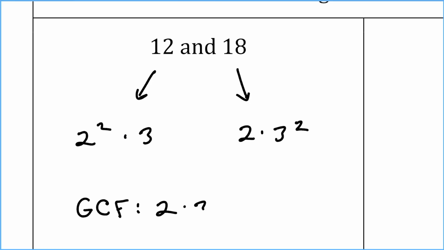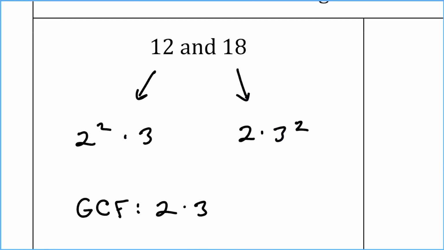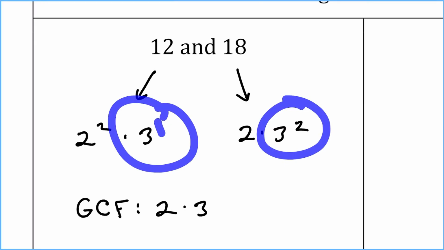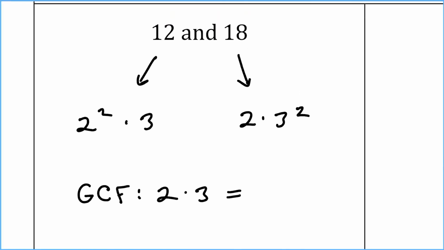Well, what about the exponents? You can only use the smallest exponent that appears in either of these prime factorizations. So here, the first 2 has an exponent of 2, but the second 2 technically only has an exponent of 1. So we can only use one of the 2s. The same thing with the 3. Even though this 3 is squared, with an exponent of 2, this 3 only has an exponent of 1. So we can't use more than 1. So the GCF here is just 2 times 3, which is 6. 6 is the greatest common factor of 12 and 18. In other words, it is the largest number that divides both 12 and 18.